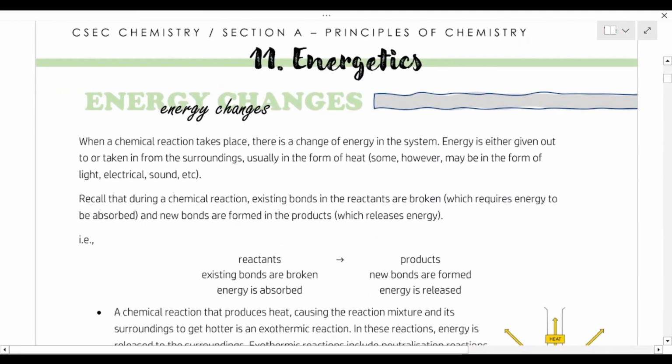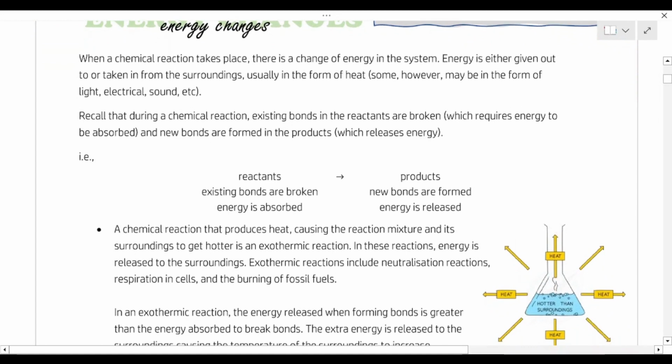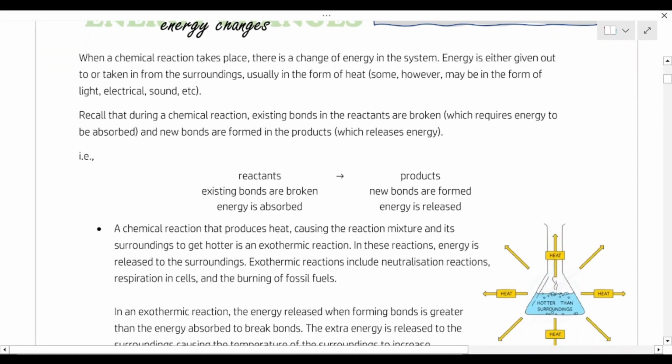Now, in a chemical reaction, there's always going to be some sort of energy change in the system. This is either going to be energy given out to the surroundings or energy taken in from the surroundings, and that's usually in the form of heat. In other instances, for example, when you see fire, it's going to be in the form of light. But in the context of energetics or CSEC chemistry, we're going to be looking at how heat is given out or absorbed.